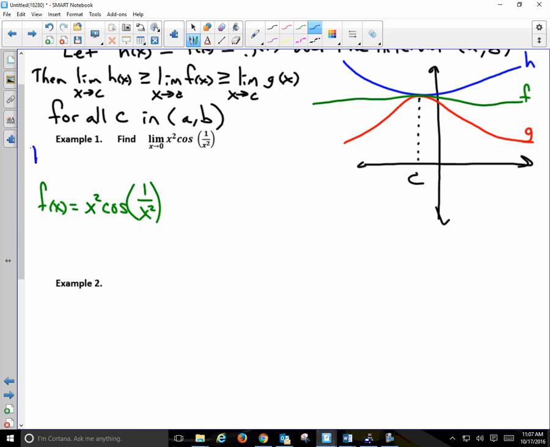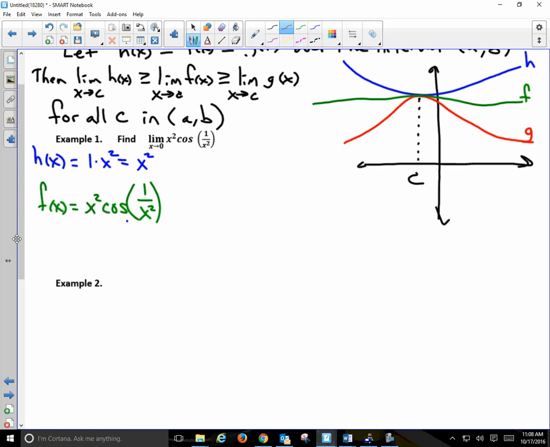So I need an h of x. I need something that's bigger than that. You're like, well, how do I just find something? It's really not that bad. Just think about it. Cosine of 1 over x squared. What is the biggest value that cosine can be? 1. So x squared is going to be greater than or equal to that all the time. Wasn't that easy?